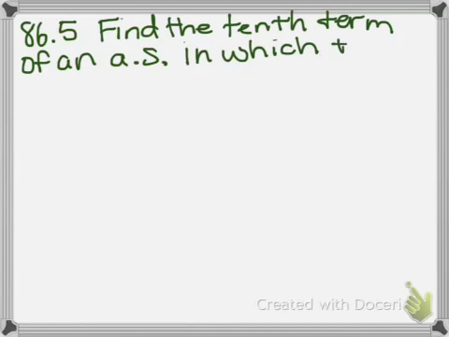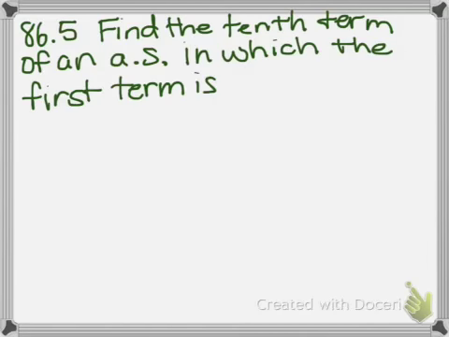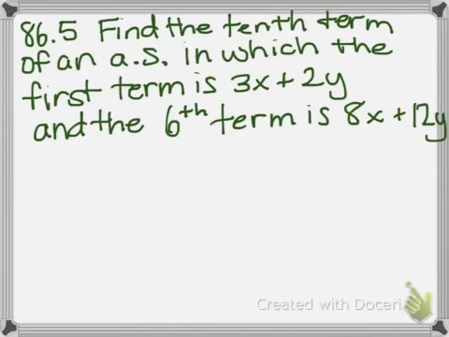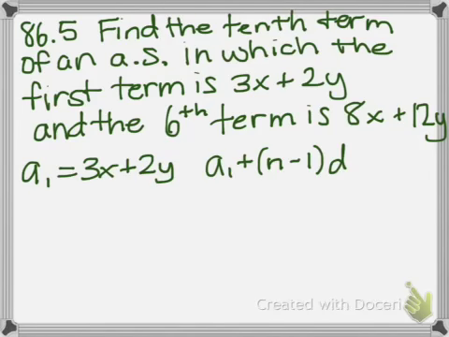86.5. Find the 10th term of an arithmetic sequence in which the first term is 3x plus 2y and the 6th term is 8x plus 12y. So now we're getting a little bit more abstract. So a sub 1, we know is the first term is 3x plus 2y. And we know a sub 1 plus n minus 1 times d is how we figure out our sequence.